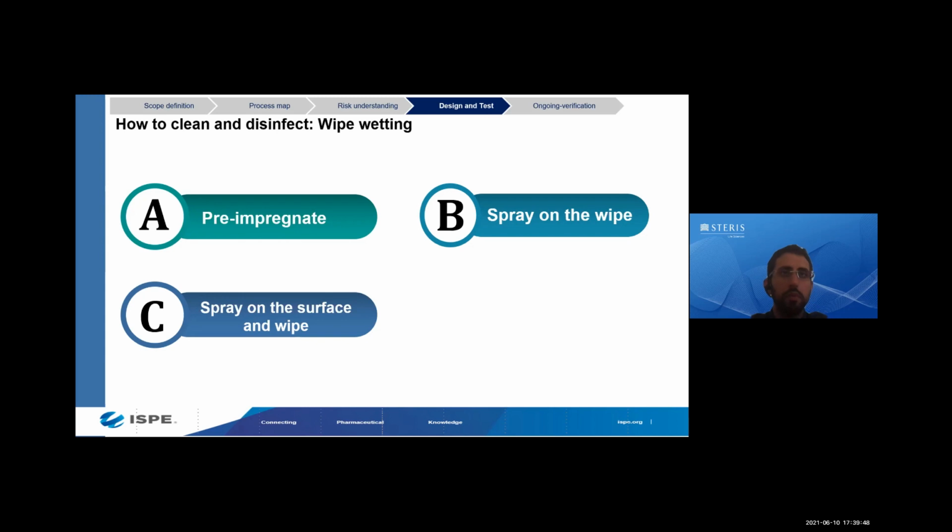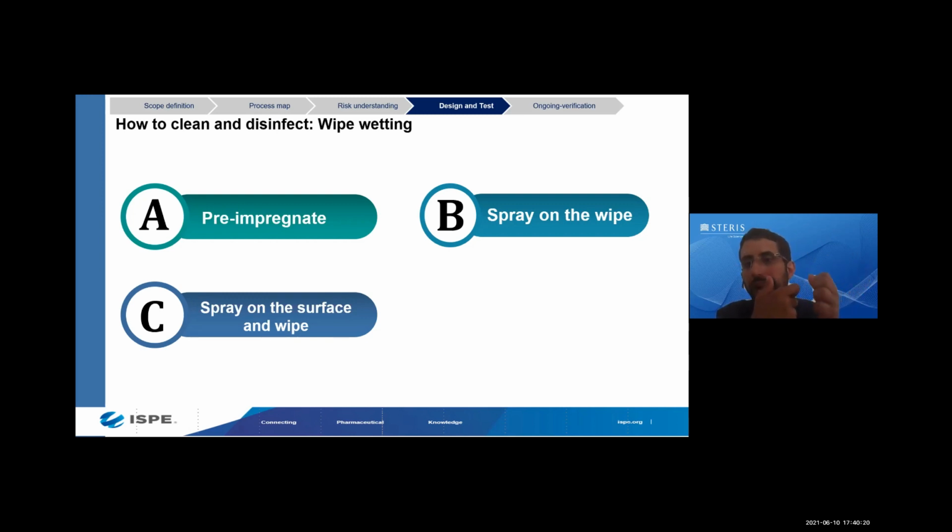The way to wipe: either you have a ready-to-use wipe, and in that case, you can take the wipe and really wipe on the surface. If you don't have a ready-to-use wipe, you may need to pre-impregnate, you may need to spray on the wipe, making sure the wipe is wet enough. And the goal of being wet enough is that when you are passing through a surface, it allows the wipe to release the water or the disinfecting agent on the surface and allow a certain film to stay on the surface to be wet and to achieve the kill.